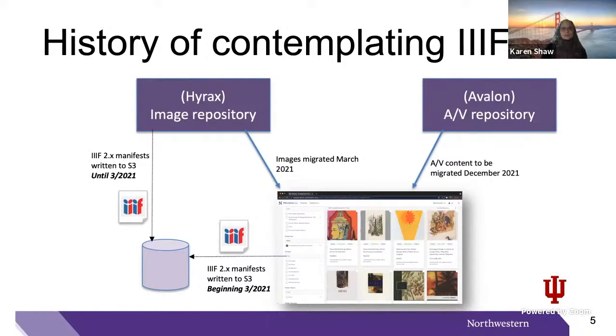So the migration in terms of manifests was seamless. Meadow just took over writing the manifests to the same place as our old Hyrax app did. Our publicly accessible manifest and image URLs remained consistent. Our AV content has yet to be migrated. It's slated for later this year. And initially, we were assuming that a move to IIIF version 3 would take place at some point during this migration in order to better support our AV content.